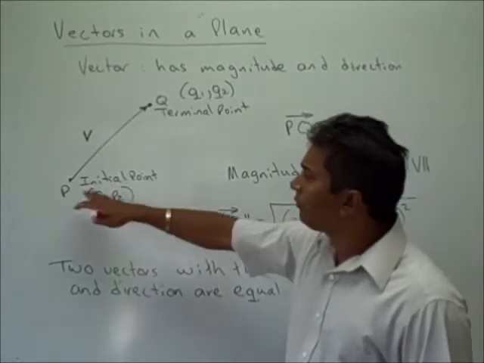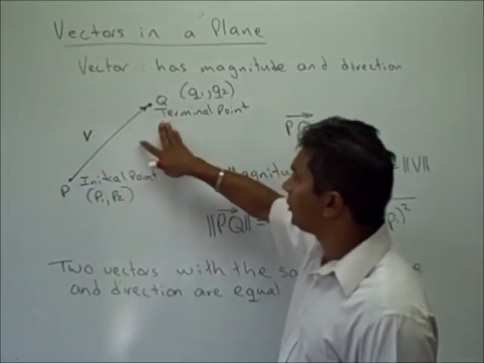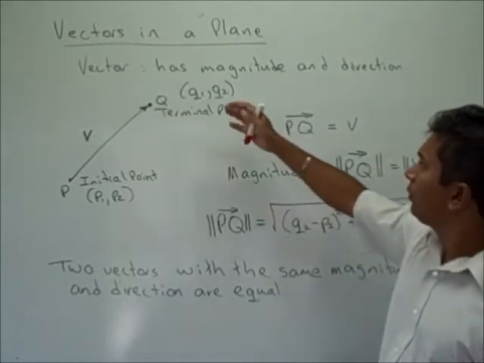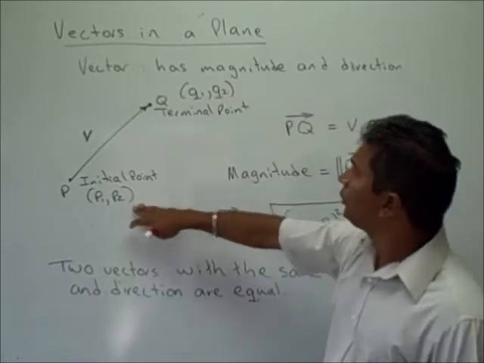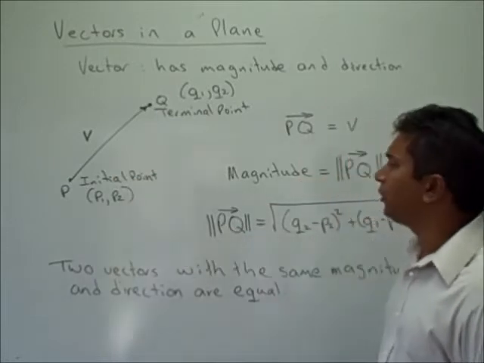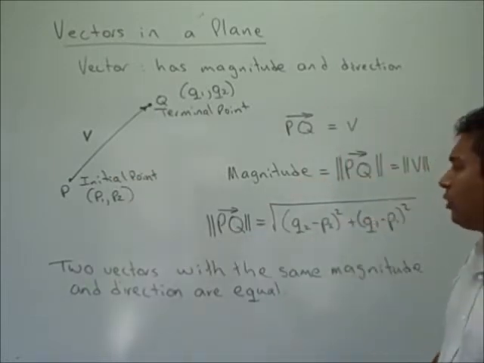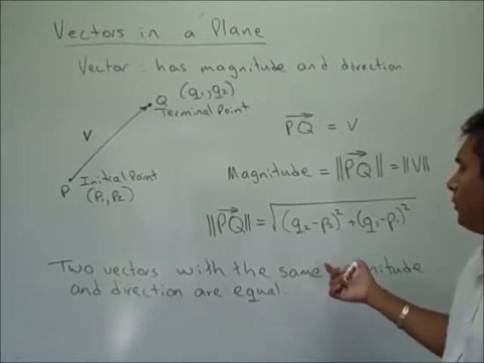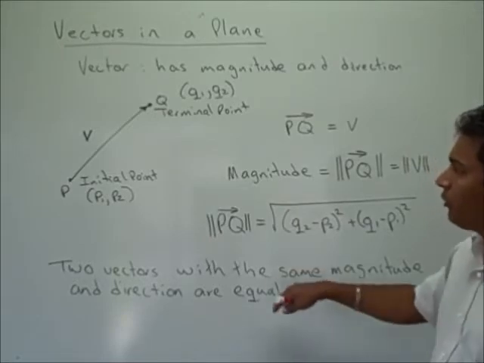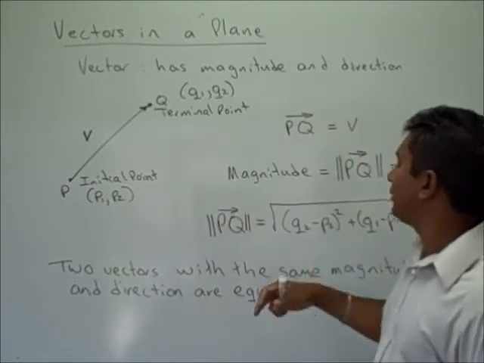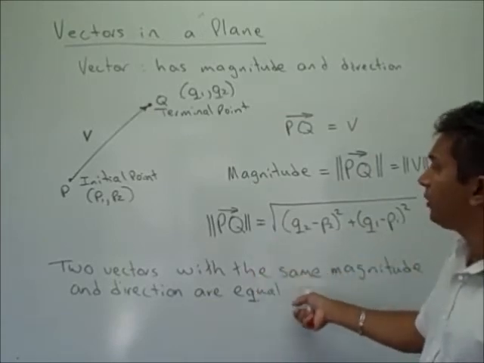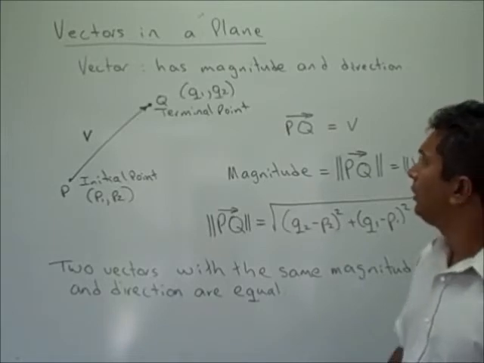To define the direction of our vector, there's a couple of things we can do. One is to find the slope using Q2 and P2 as our Y2 and Y1, and Q1 and P1 as our X2 and X1, and use our slope formula. So, two vectors with the same magnitude and direction are equal. If we have two directed line segments with the same magnitude from our formula, and the same direction, possibly the same slope, then we know that those two vectors are equal.